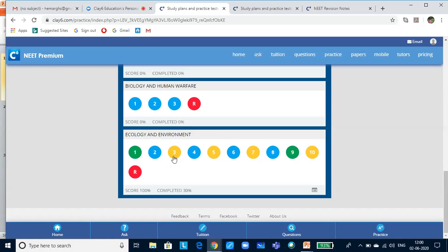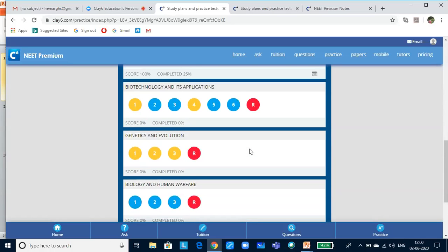Now, a yellow bubble indicates that the test is incomplete. Sometimes what happens, you might have started the test and after seeing 3 or 4 questions, you would have realized that you are not thorough with the concepts. And then you might end the test. And then again, when you want to come back after learning the concepts, this yellow bubble indicates that you had to take this test and complete it.